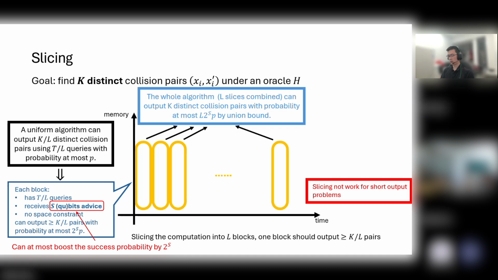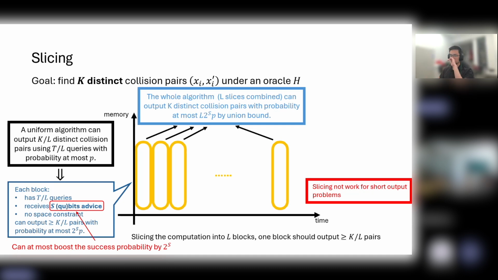So one may notice that this slicing technique doesn't really work for short output problems, because in short output problems we don't really have a progress. We either get the answer or we don't. We don't really have a measure of how many distinct collision pairs we get. So this slicing technique doesn't really work in the short output setting.